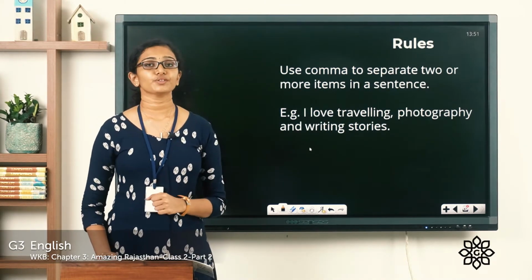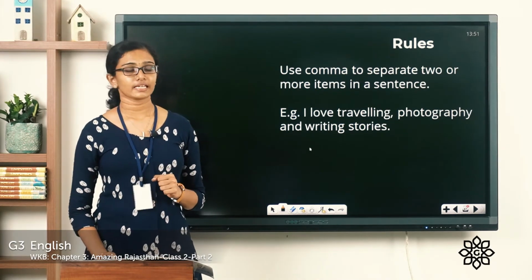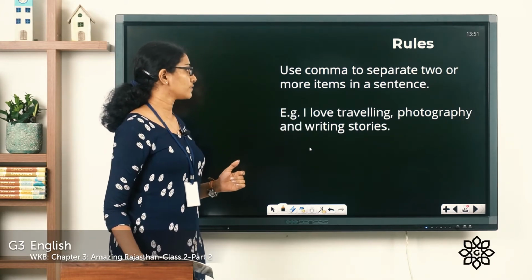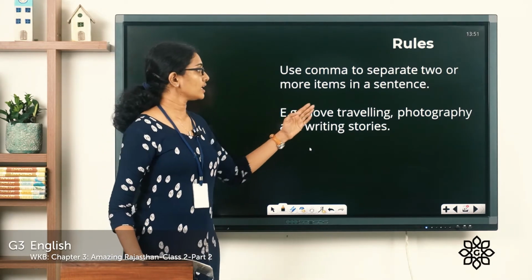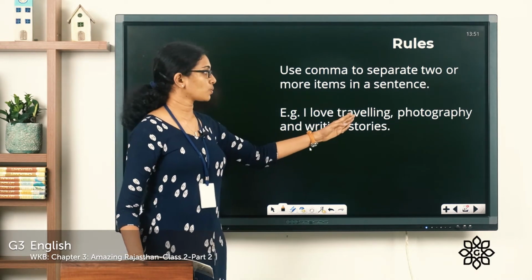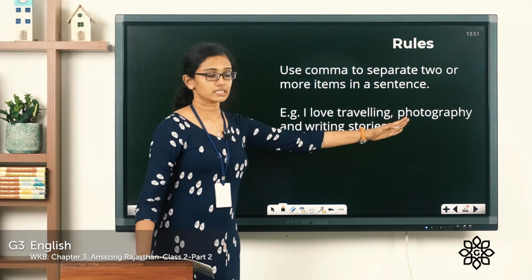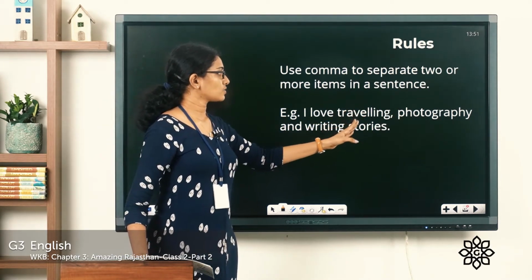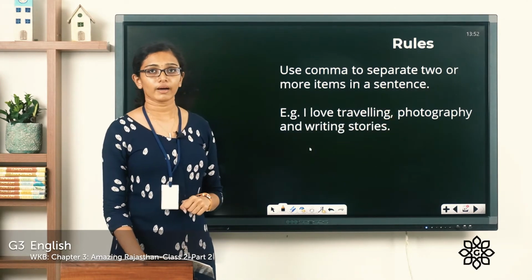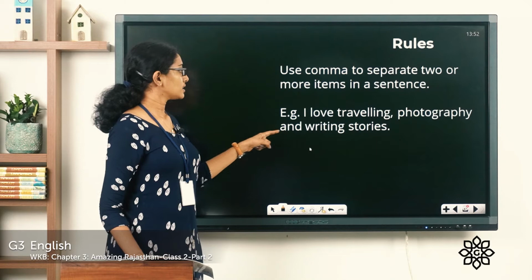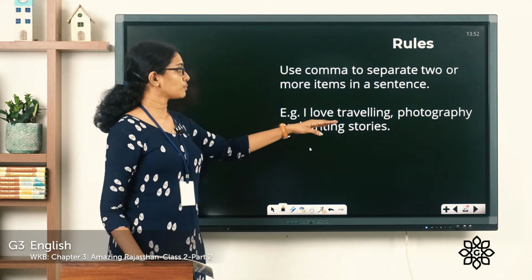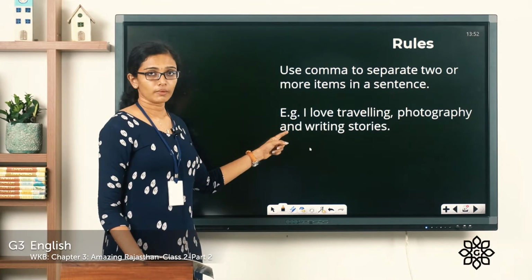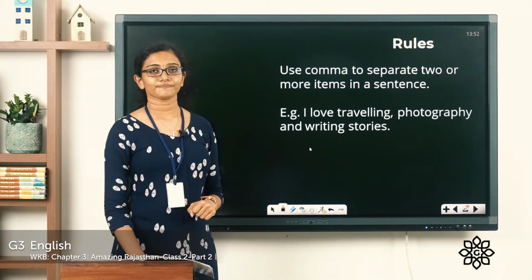A comma is used to separate two or more items in a sentence. Look at this example here. I love traveling, photography and writing stories. So here there are more than two items. Traveling is one item, photography is another item and writing stories is a third item. So you separate traveling and photography by inserting a comma in between, and the joining word and separates the other two items from this. So you don't have to put a comma here, but here you insert a comma.